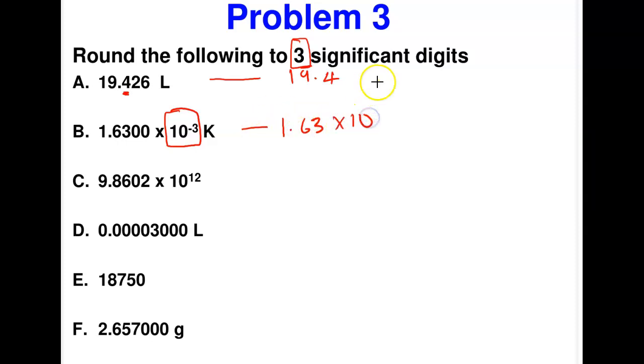times 10 to the power of. We're going to leave this unaffected. We come to this one, 3 digits again. We're going to have 9.86 because 0 is not up to 5. And then we're going to drop the rest, and then we're going to have it to 12. So again to 3 digits, again to 3 digits.